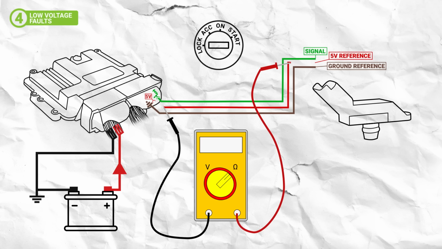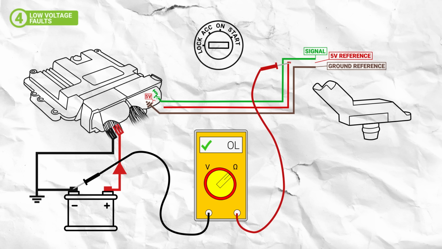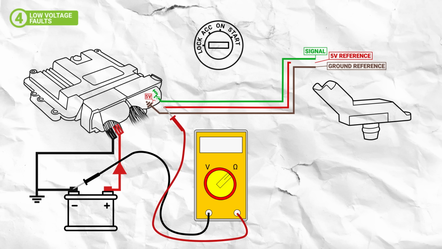To test for short to ground, probe either end of the wire against battery negative. The wire is disconnected, so you should expect to read OL. If you don't, this indicates the sensor reference wire is shorted to ground.